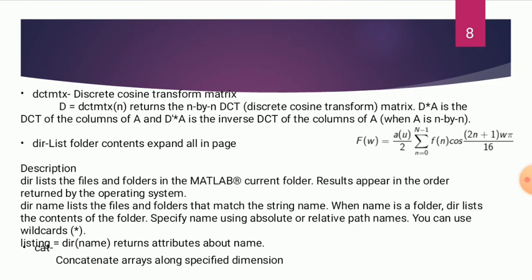This is the formula. The dir function lists the files and folders in the MATLAB current folder. The result appears in the order returned by the operating system. The dir name lists the files and folders that match the string name, which is the name of the folder. Listing the dir names returns attributes about the names, and concatenates arrays along the specified dimension. As the image is compressed, it returns new concatenated arrays along the specified dimension.